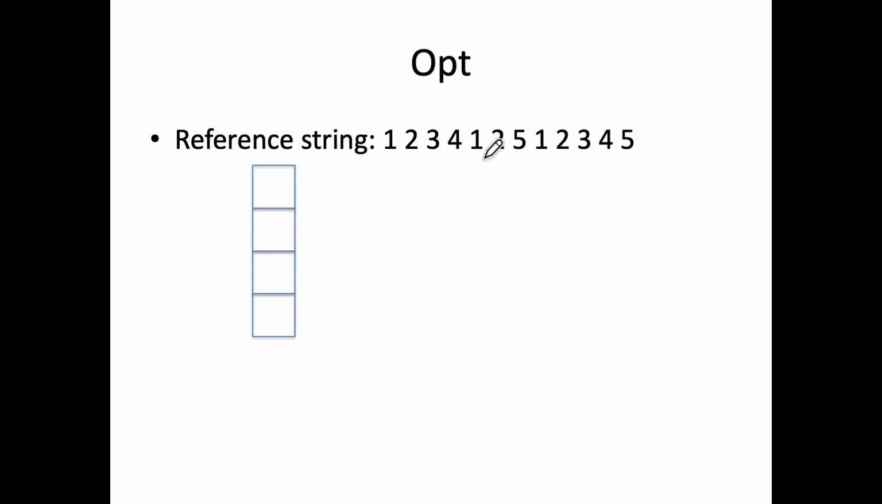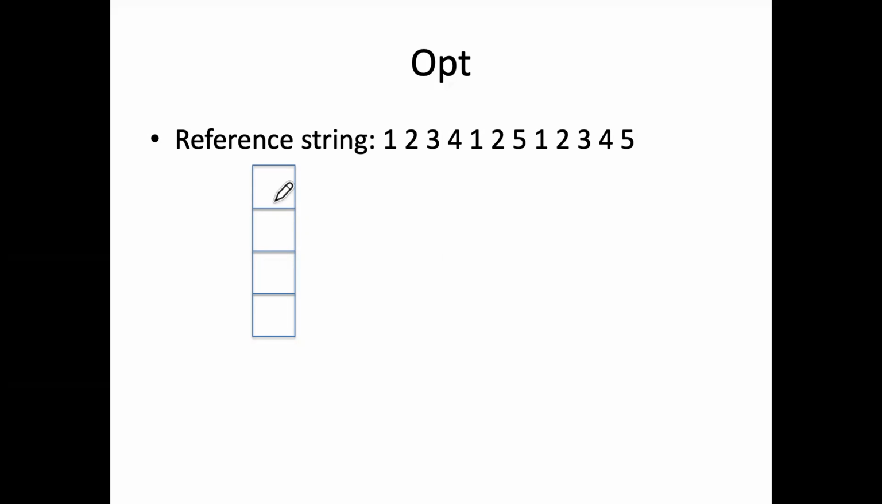Here, same reference string as before. So this is the one that did badly on FIFO. And I'm pretending I have 4 frames of memory to work with. So if opt is really optimal, we know something about how well it's going to do on this reference string. What do I mean? Well, FIFO got 10 page faults using this reference string and these 4 frames. So opt better do at least as well as 10. It better not give us more than 10 page faults.